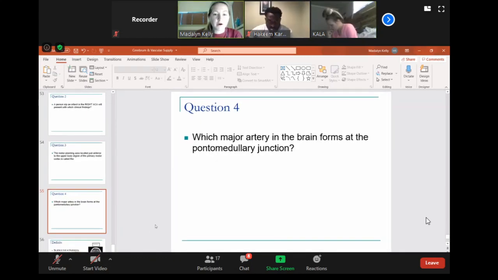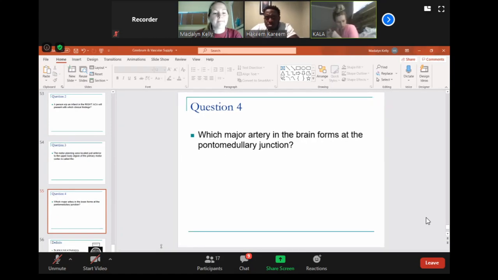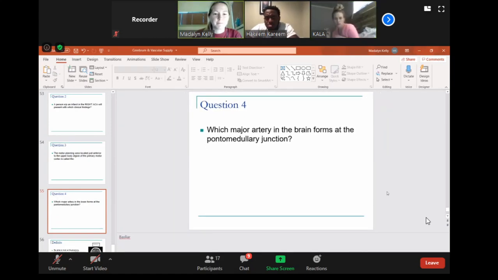Which major artery in the brain forms at the pontomedullary junction? SCA. I put... So we're dealing with the pons and the medulla. So kind of think in your brain about what it looks like in the pictures that Dr. Ko showed us. Basilar. The basilar. Yeah, basilar. Okay.